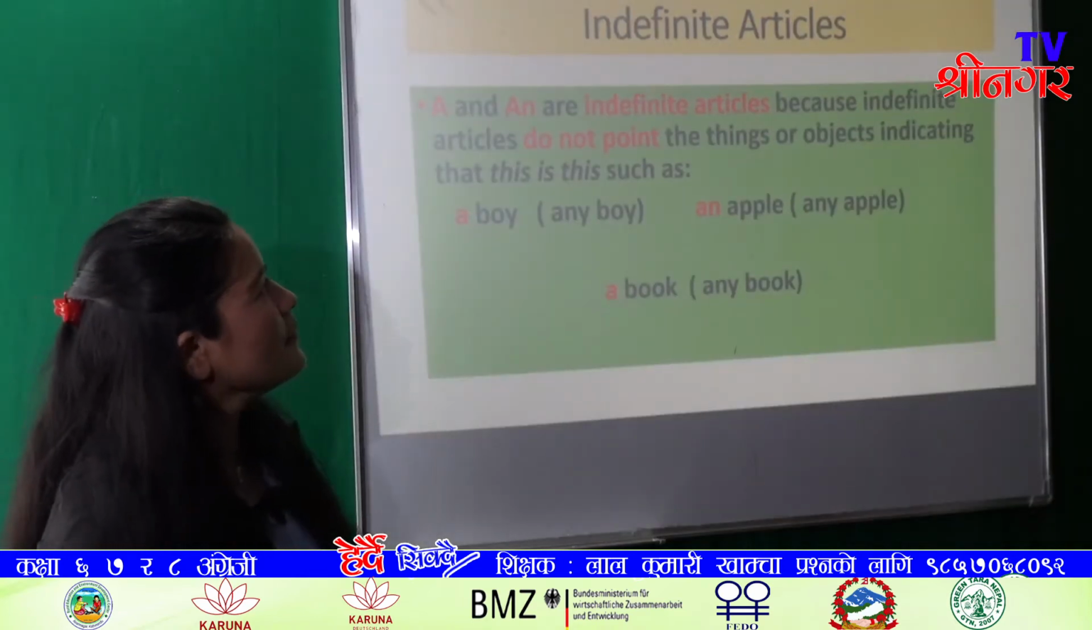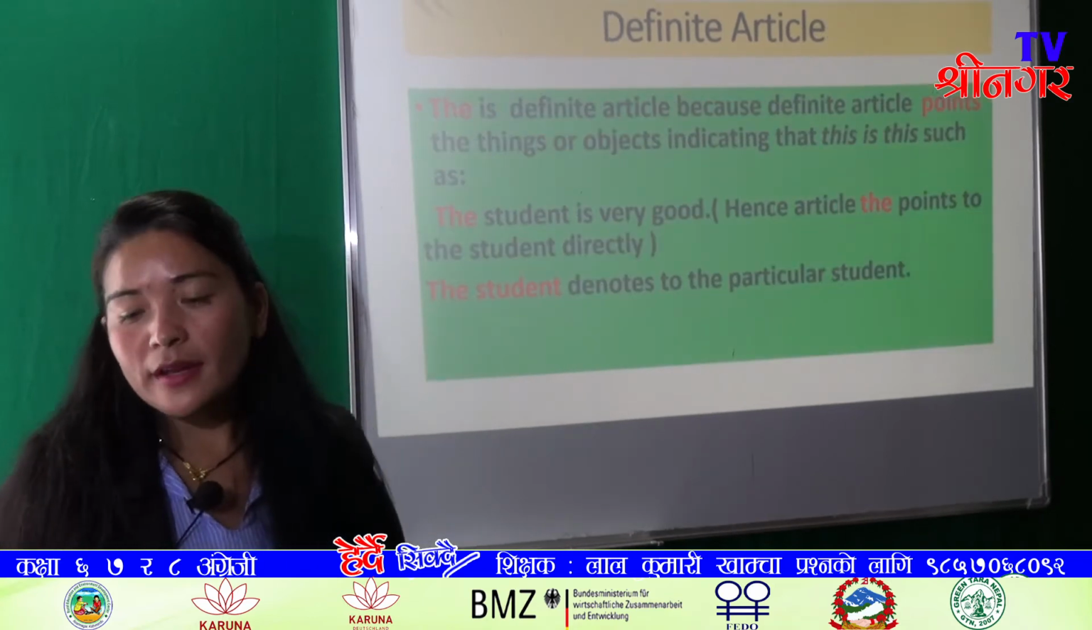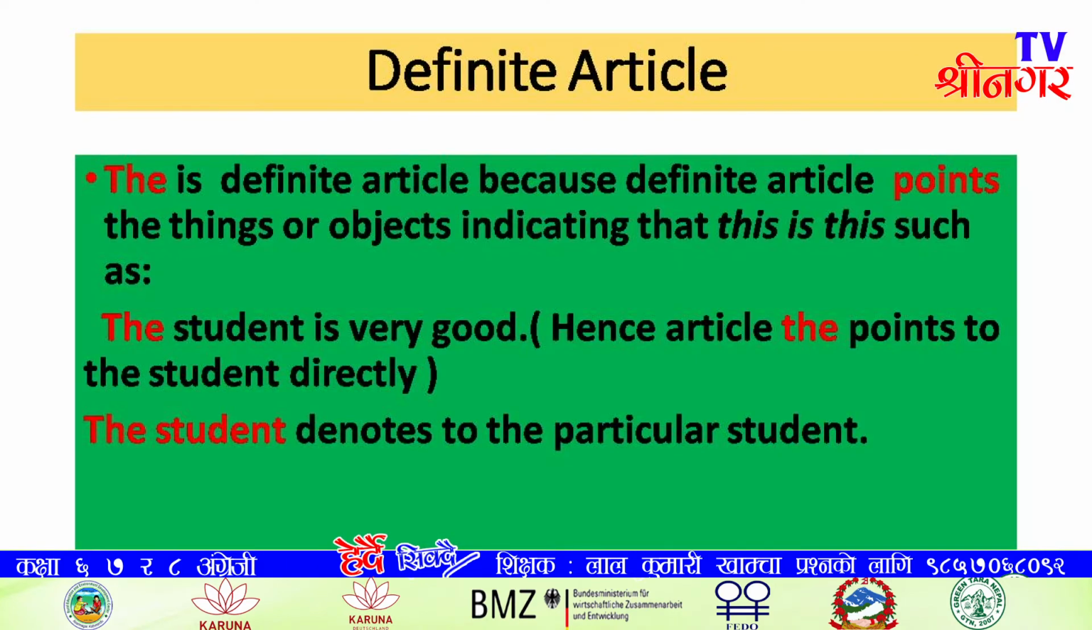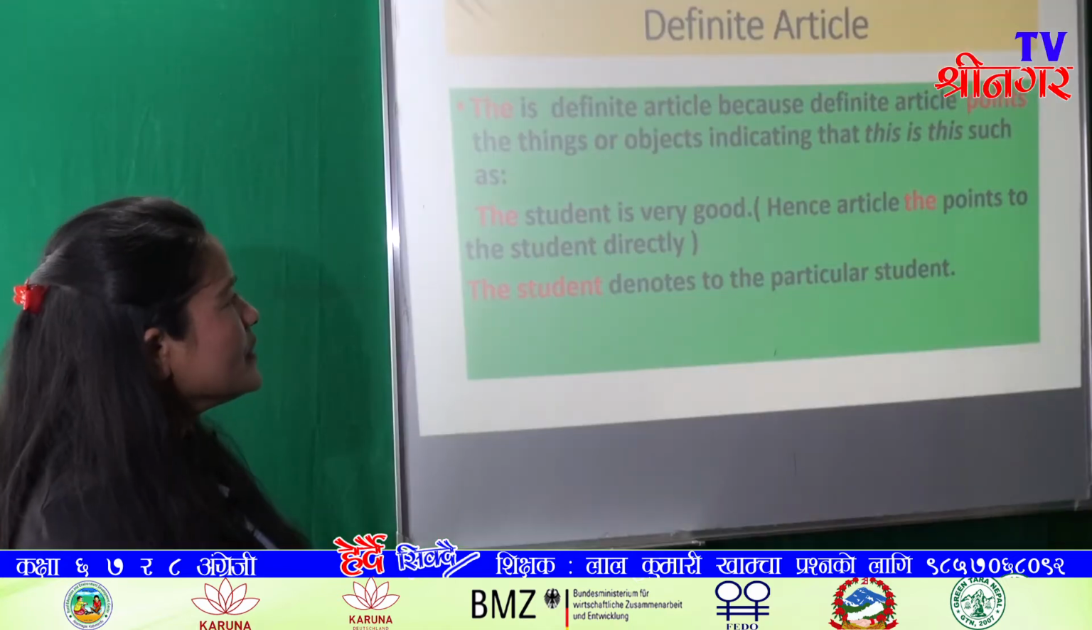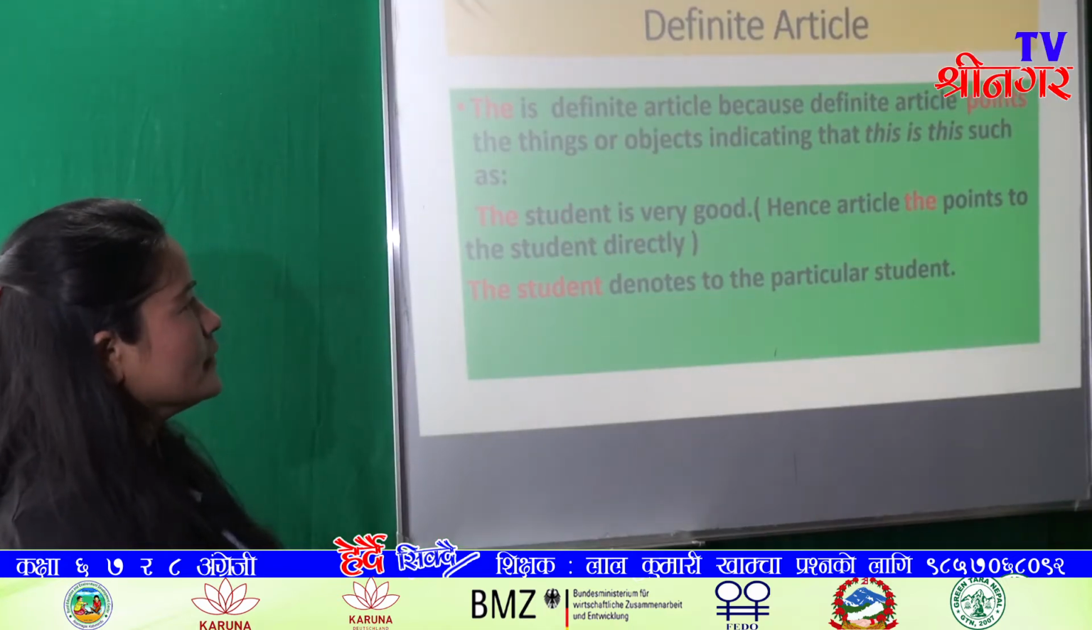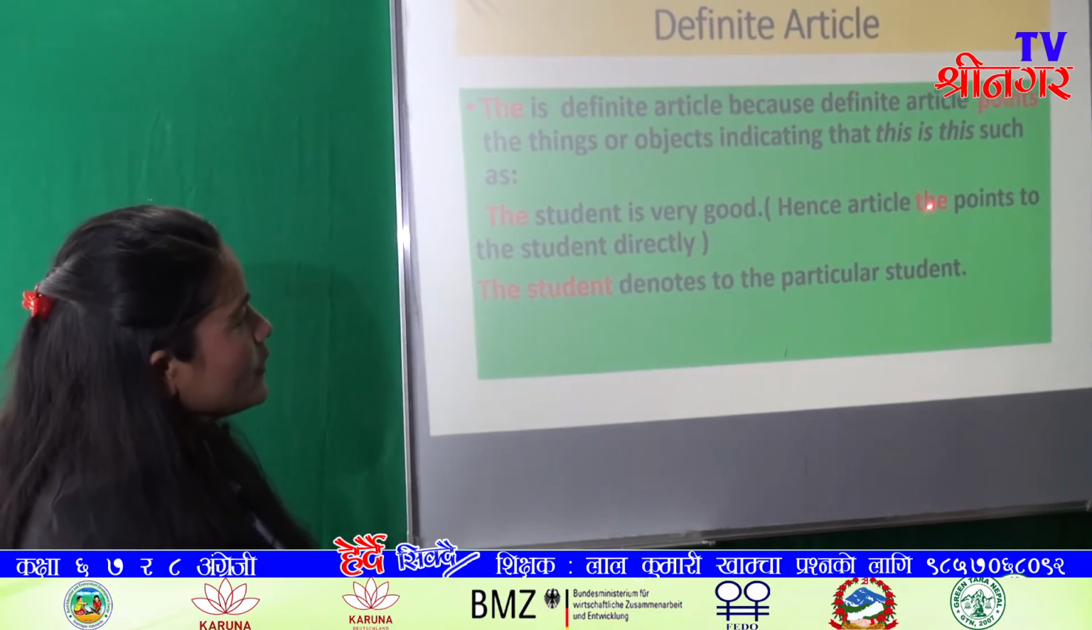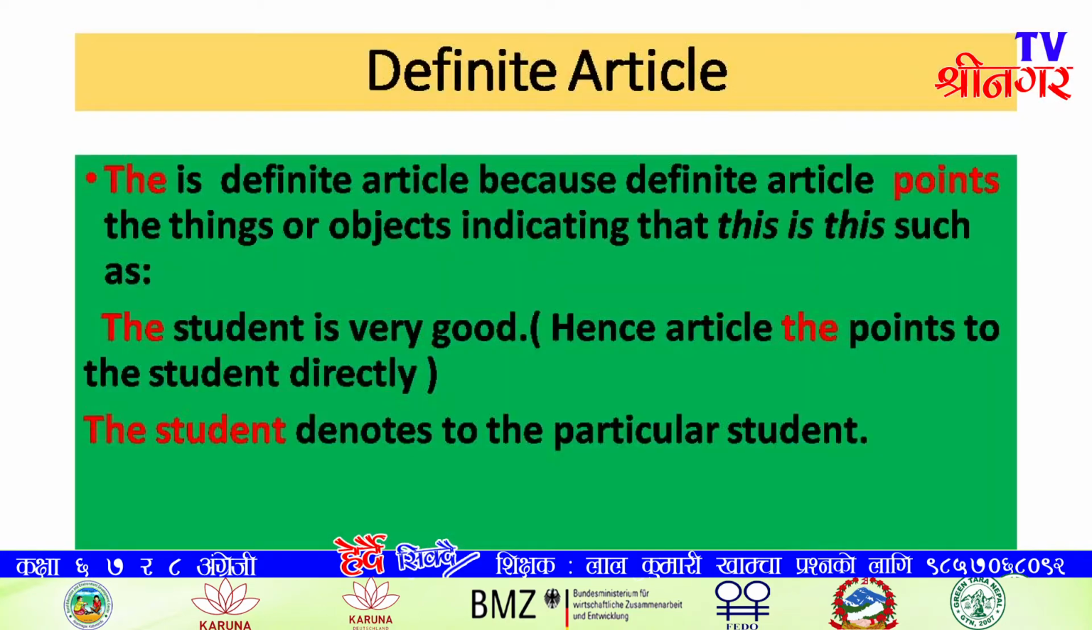Our next type of article is definite articles. Look at the picture. Its example: The student is very good. In this sentence, the article the is used here before student, and the article the points to the student directly.